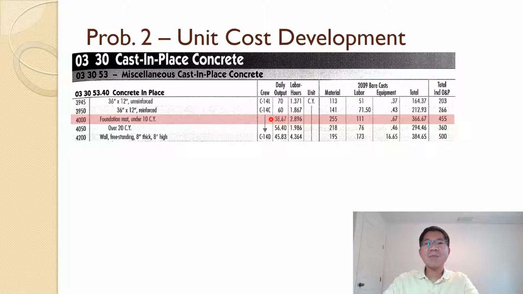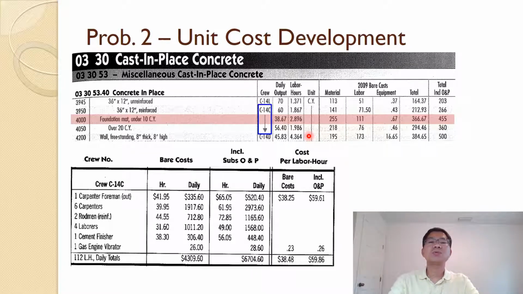And then the daily output, we will touch on that later on, means how much this crew, C14C, can produce per day. So with this team, the crew, they can produce 38.67 cubic yards per day. And then of course the labor hours needed for each unit. And with that one, C14C, like I say, at the end of the book here, we can get that information, and you can see that C14C here.